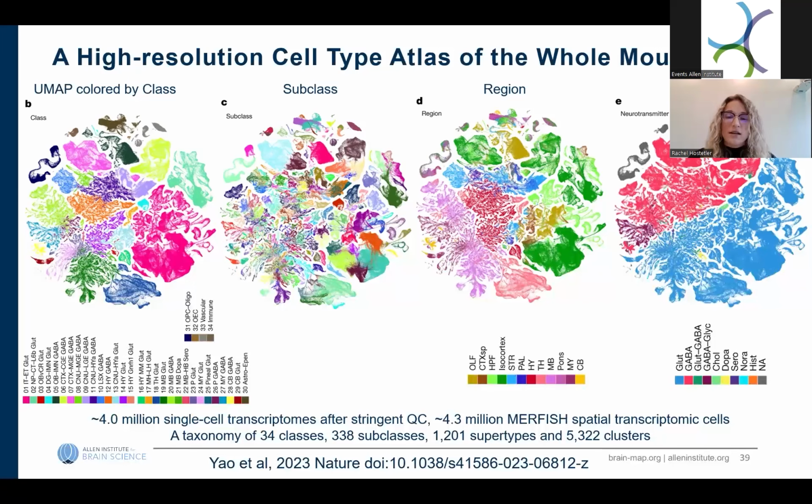We can also look at our cells by neurotransmitter type. So here we have our glutamatergic or excitatory cells in blue, and we have our GABAergic cells listed here and clustered together in red.